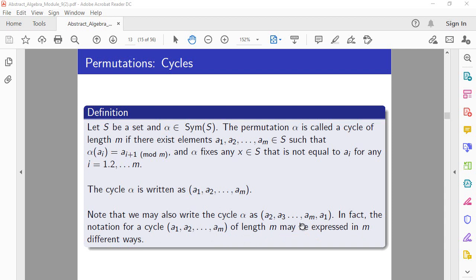So notice that I could also express this cycle by starting with a3 and then going to a4, a5, ..., am, a1, and a2. So if I have a cycle of length m, I can express it in m different ways.